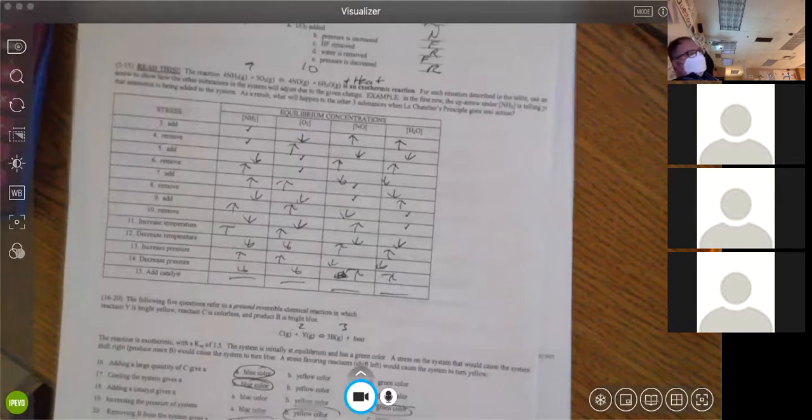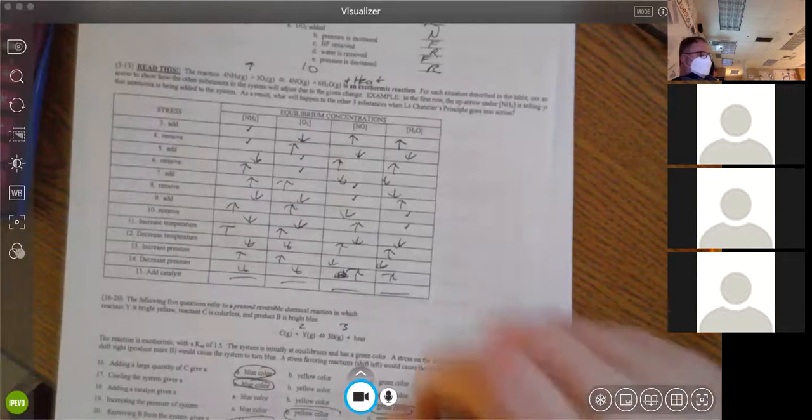Mr. Jackson? Yeah. When we're adding up those moles, we only take into consideration the gas. You got it. So no aqueous, liquid, or solid? Yep, because they don't affect pressure.